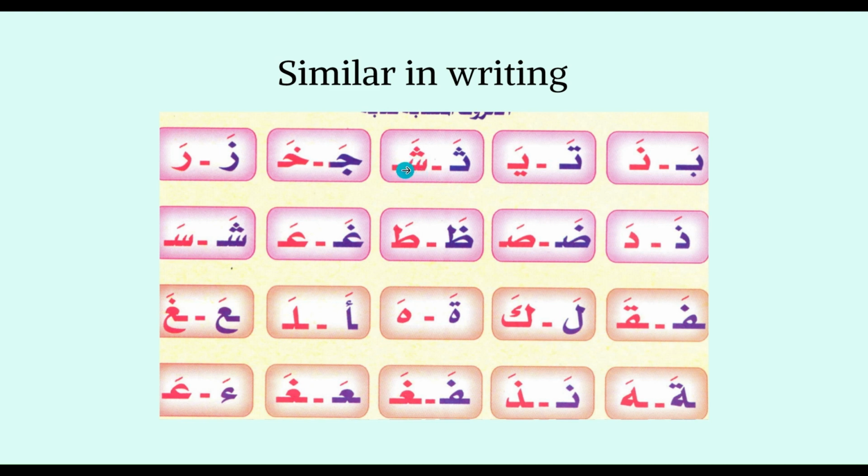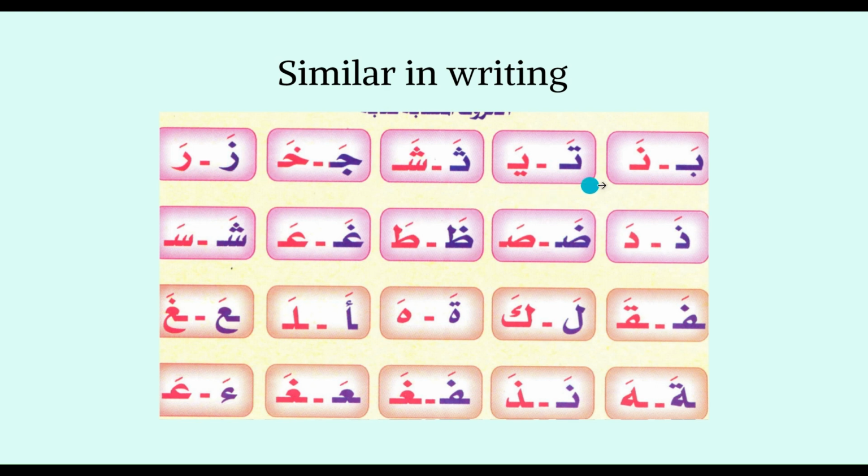So shin is more like a tiny W, if you are going to make it similar to something in English. It's just a tiny W and there are three dots on top. So this is tha and this is shin. Jim has a dot on the bottom, but Kha has the dot on top. These are Zay and Ra. Ra with no dot and Zay with one dot on top.